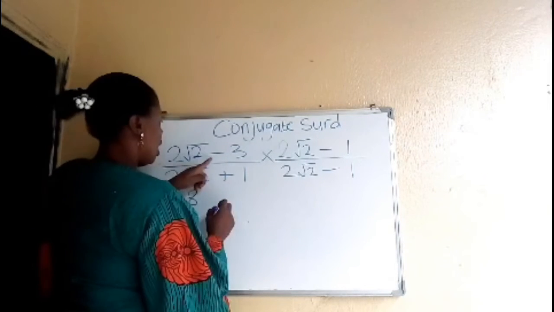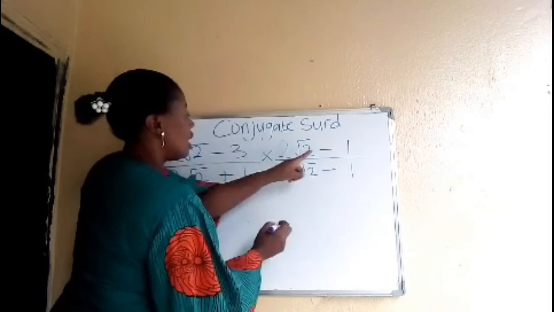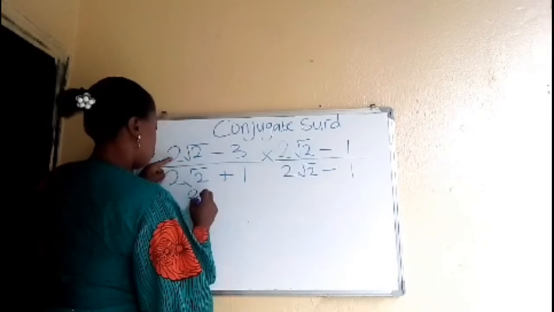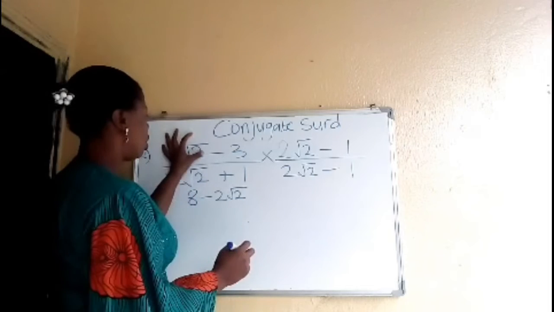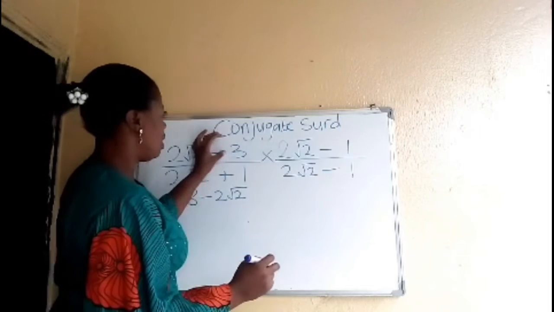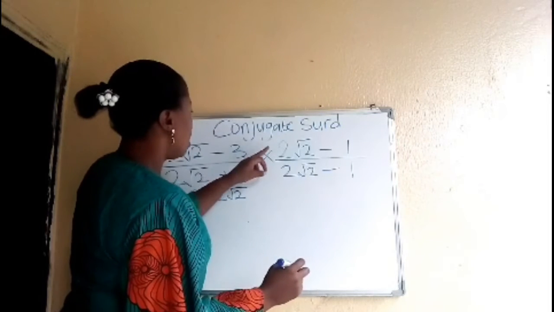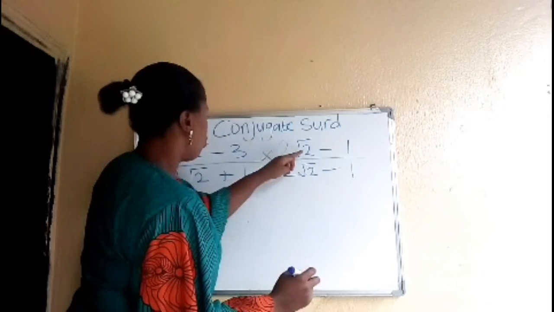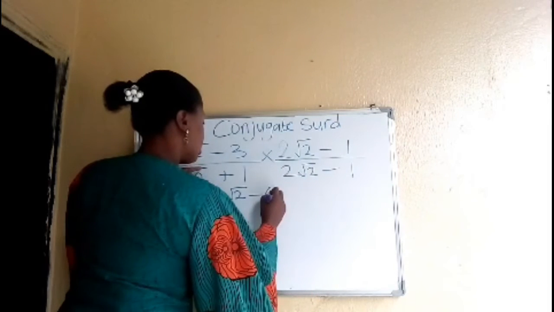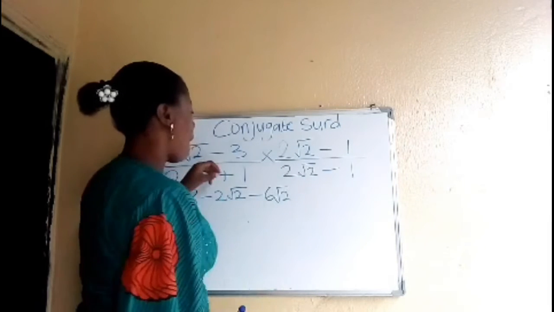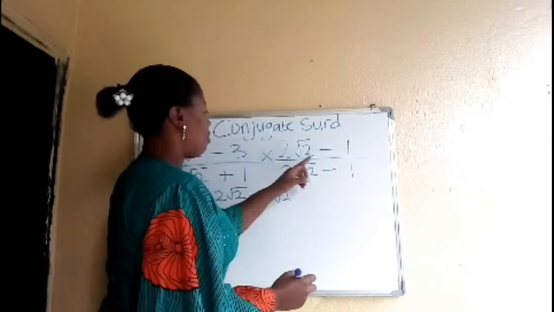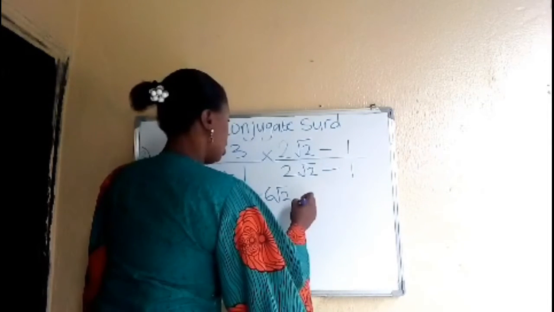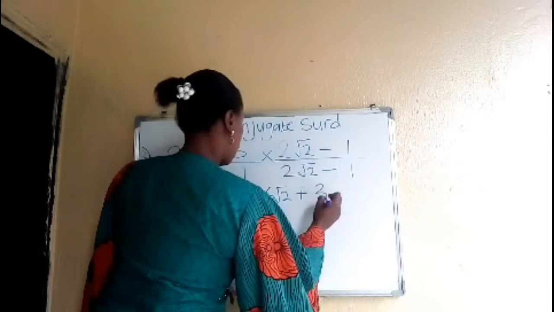We have 8, and then 2 root 2 times minus 1. That will be minus 2 root 2. We are through with multiplying with this. We come over to this. Minus 3 times 2 root 2. That will be minus 6 root 2. Minus 3 times minus 1 equals plus 3.